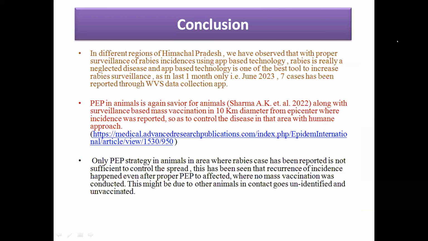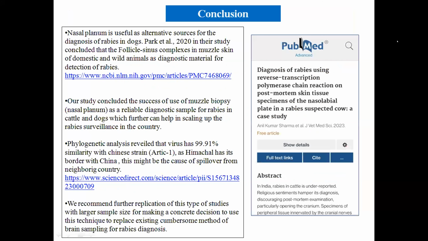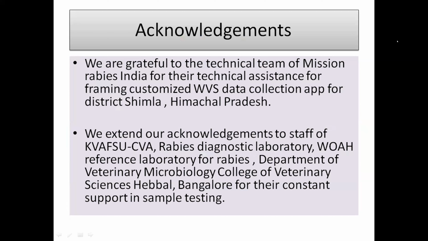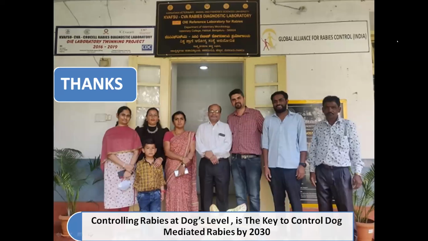And in different regions of Himachal Pradesh, we used technology, post-exposure prophylaxis, and mass dog vaccination. These approaches can control the disease if we come together on one platform. This definitely needs One Health Connect, and we will be able to control this disease by 2030 only if we control rabies at the dog level, and that is the key for controlling dog-mediated rabies by 2030.